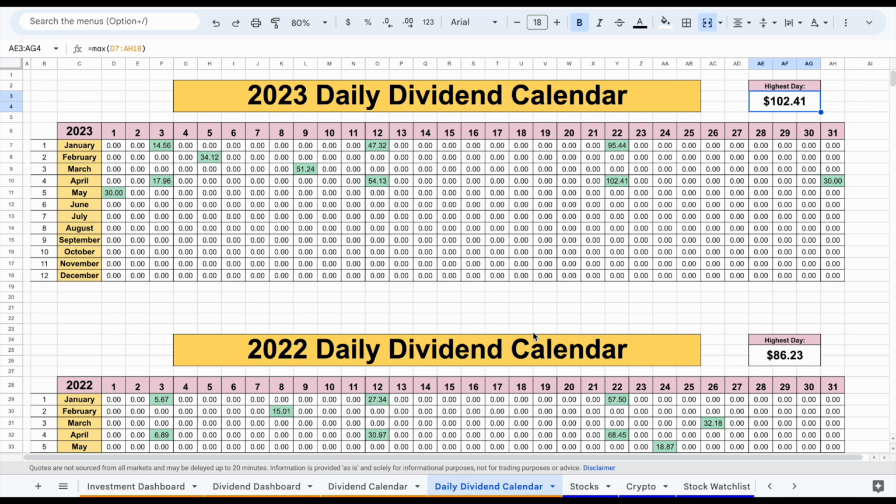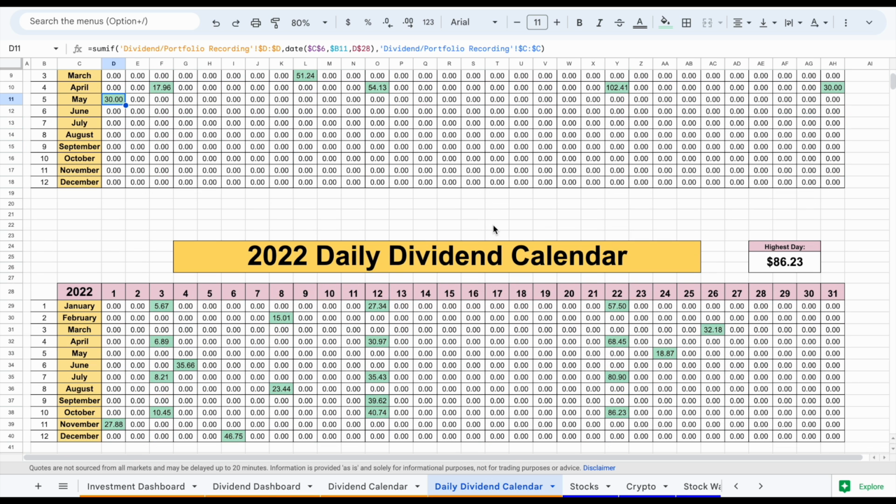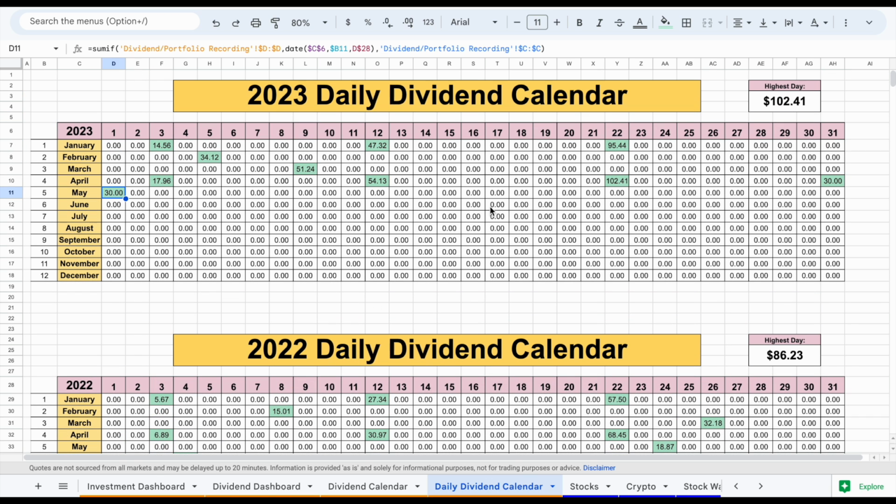If we jump over to our daily dividend calendar, it basically works the same way. Because we plugged in that dividend payment, you can see a $30 payment right here on May 1st of 2023. But this is just a way to see exactly what days you were paid dividends and how much you received on that specific day. We can compare it to 2022 and 2023, and we can see what our highest day of dividend income was. So again, a very powerful way of tracking your dividend income.